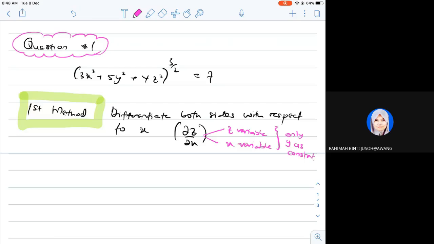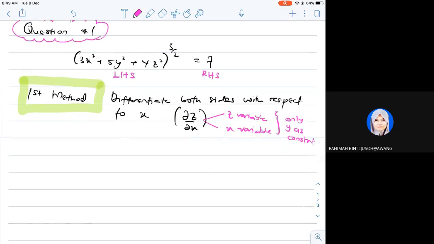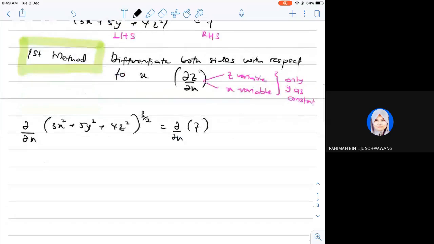Okay, so now we will have left hand side. This is left hand side, sebelah kiri, and this is right hand side. Okay, so we have to differentiate both sides. All right, so the notation is like this. Del over del x, differentiate 3x squared plus 5y squared plus 4z squared to the power of 3 over 2 equals to del over del x, differentiate 7, the left hand side.